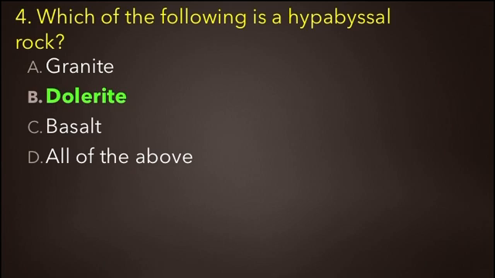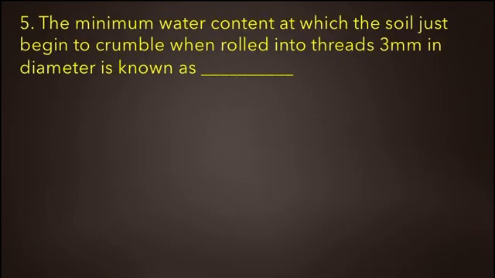Hypabyssal rock is actually a subvolcanic rock. It is an intrusive igneous rock that is available at depths less than 2 kilometers from the crust. Dolerite is such a type of rock, and among the others, granite is a plutonic igneous rock, solidified magma deep inside the earth crust. Basalt is also an igneous rock, but it is a volcanic rock which is formed above the ground from the lava. So let us see the next question.